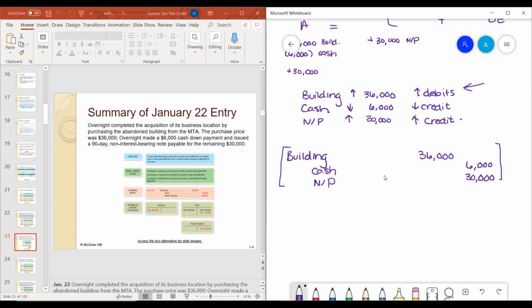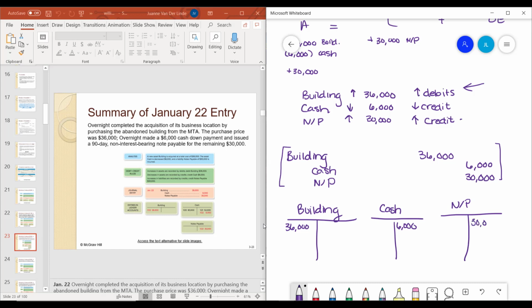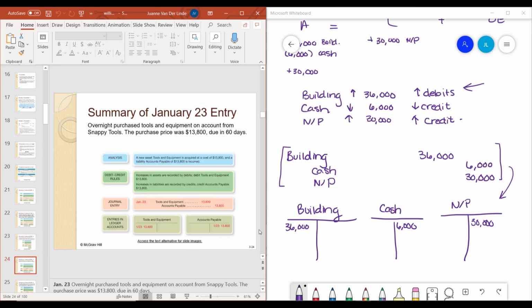So this is the journal entry, and this is how we would post that to our ledger accounts. We said you just look at what's happening in the journal entry. You just copy it over here. We debited the building account, which is on the left-hand side, so you debit the T account for $36,000. Same with the cash account. You credited cash on the right-hand side under the credit column. We do the same with our notes payable T account. It's being credited, so you credit it over here as well. Okay, so we're just copying over what just happened up there down into these T accounts. All right, next one.